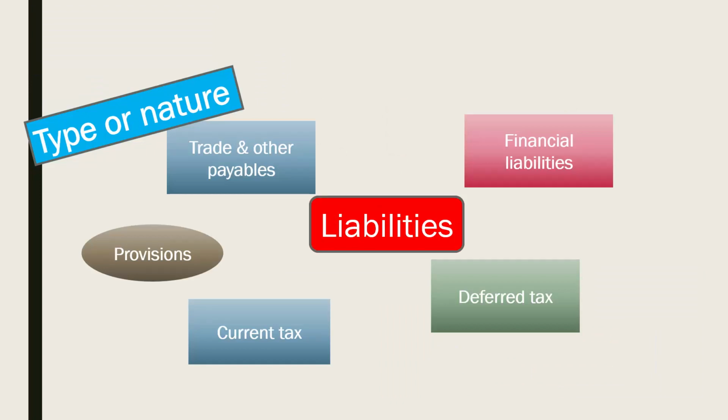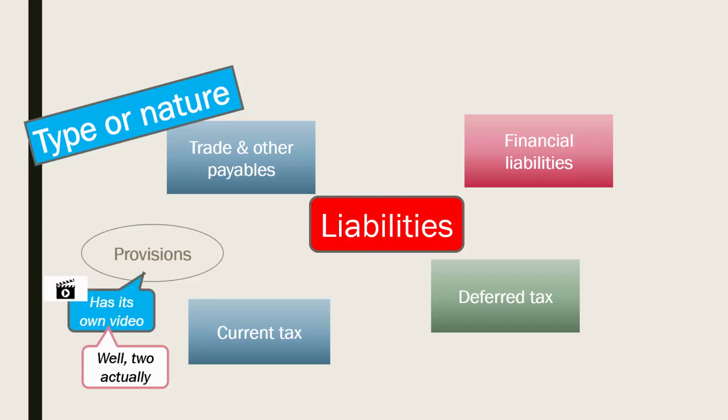Liabilities are further classified according to their type or nature. A number of types of liabilities are required to be disclosed. Firms can have additional items of liabilities if they wish. We will look at each of these types of liabilities, except for provisions, a special type of liability requiring a lot of estimates and judgments, which we will look at in other videos.